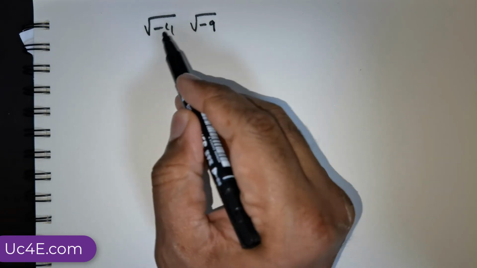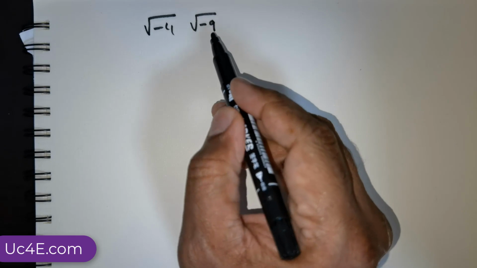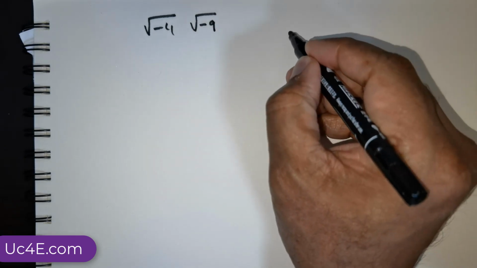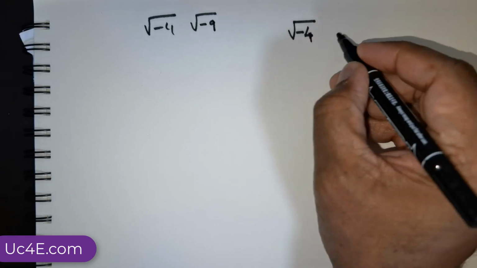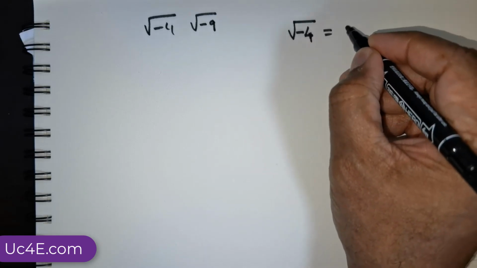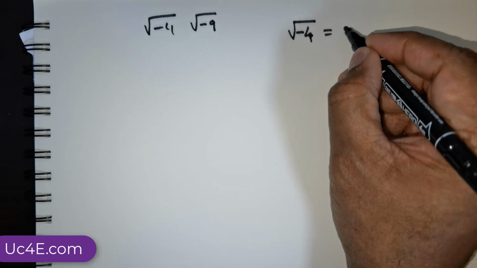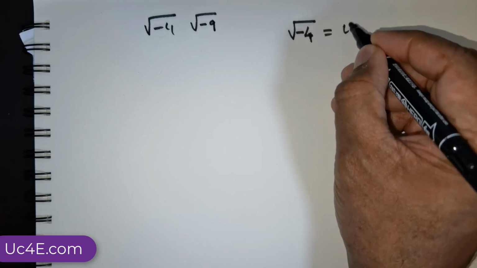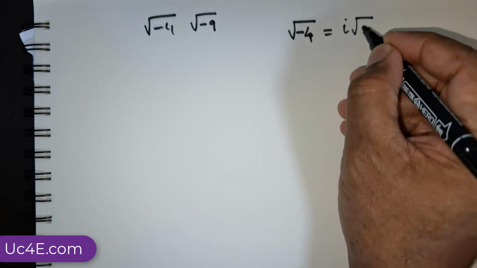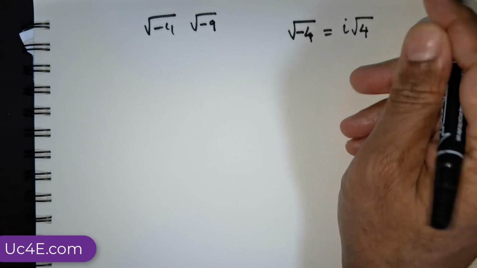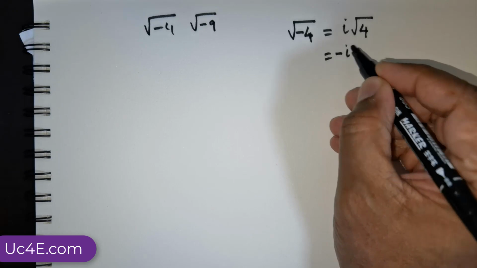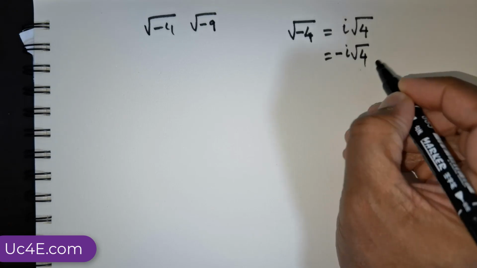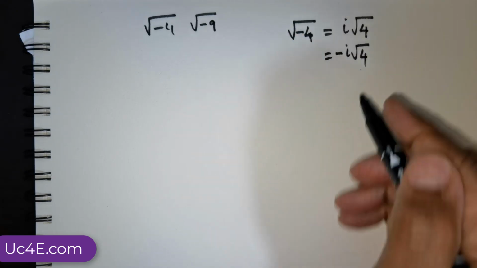Square root of -4 times square root of -9. As I mentioned to you, we have square root of -4. Now this square root of -4 has two possible values, and that would be i times root of 4. This is one value. The other one would be negative i times root of 4. So this is for square root of -4.